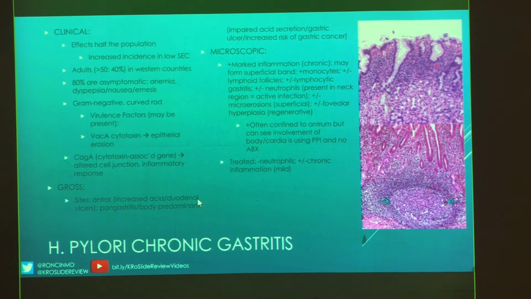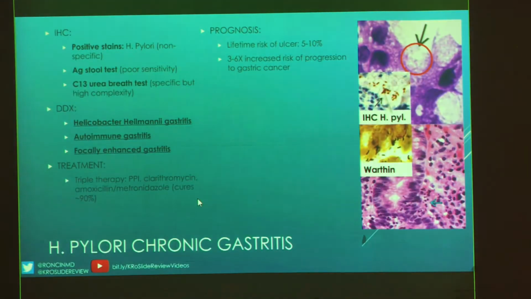Again, just a reminder that usually it's confined to the antrum, but it can involve the body or cardia. Once treated, you will no longer see neutrophils, and the chronic inflammation may or may not persist, but if it's present, then it should be mild. You can see I have really profound lymphocytic infiltrates there with germinal centers. Positive stains, so IHC for H. pylori, which is non-specific.